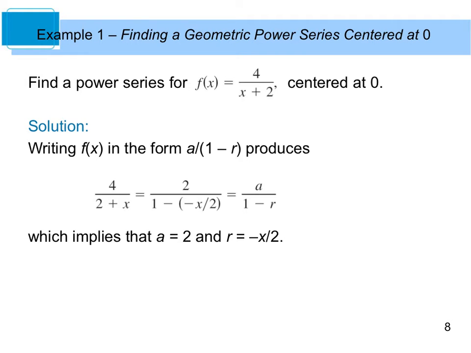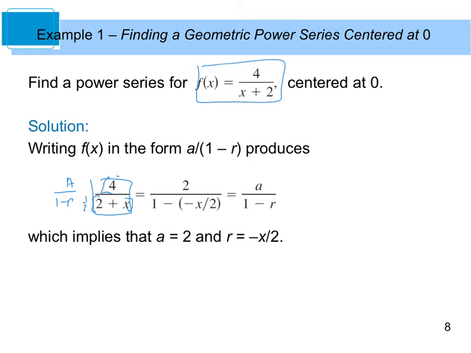Okay, so now if I'm trying to represent the function 4 over x plus 2 as a power series, I'm going to take my 4 over x plus 2, and this really looks like a over 1 minus r. It has the structure, it has the three pieces. So again, for the 2 here, I can multiply everybody by a half.